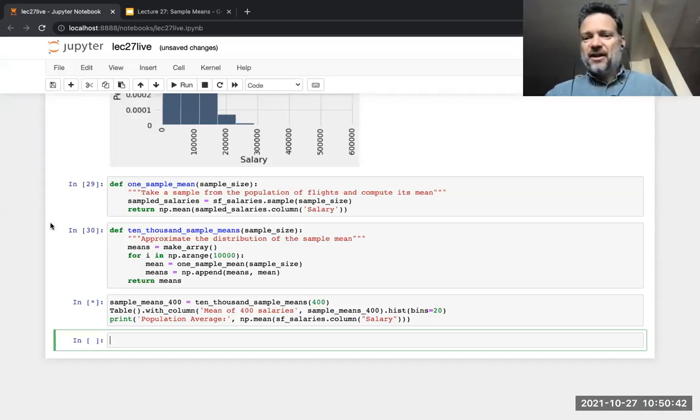All right, this process is going to run for a little while. What shape do you expect the distribution of sample means to have if the central limit theorem is true? The normal distribution. So let's see if that's what we get.